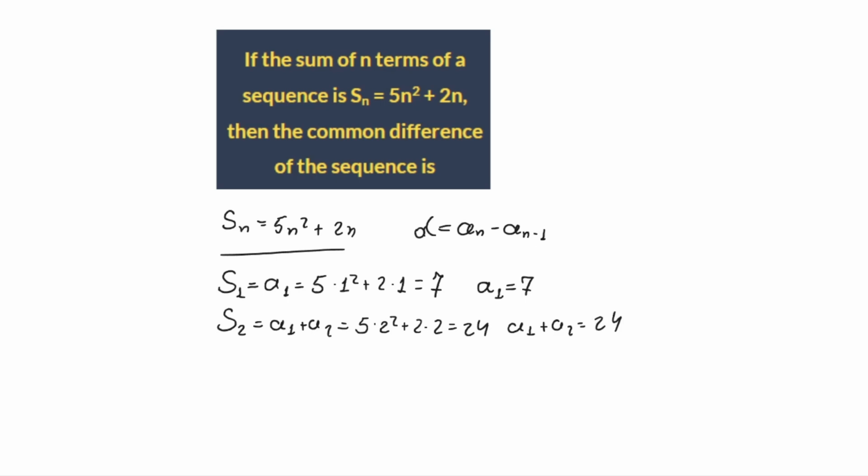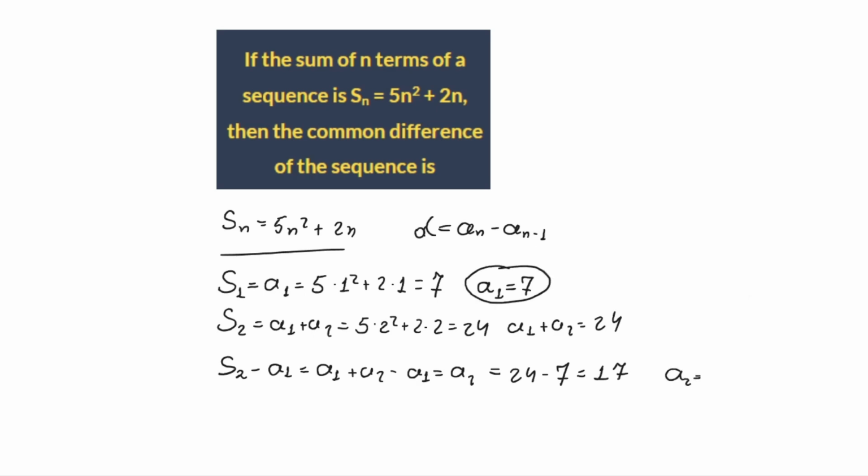But now we should find the second term. So S2 minus a1, which is a1 plus a2 minus a1, is the second term. Let's plug numbers into this simple equation, which is 24 minus 7, and this is 17. Now we know that a1 is 7 and a2 is 17.